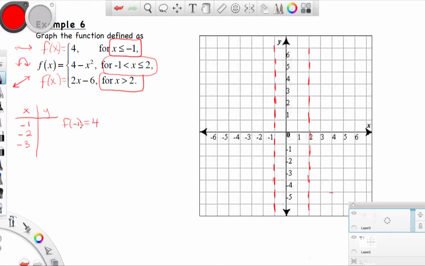I don't have a spot to plug the -1 in, so my y value is going to be what was already there, which is 4. There's really nothing to calculate because you don't have anywhere to put the x in. And then f of -2 is going to be 4 because I can't plug the -2 anywhere, and f of -3 is also going to be 4. So everybody turns out to be 4.